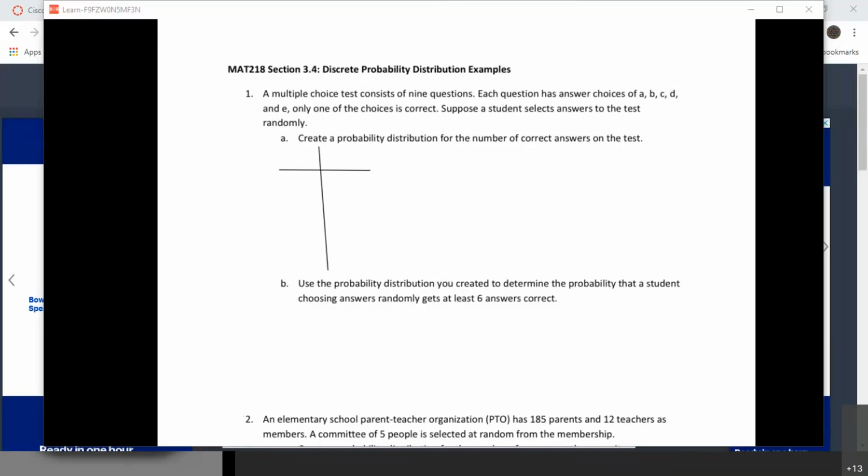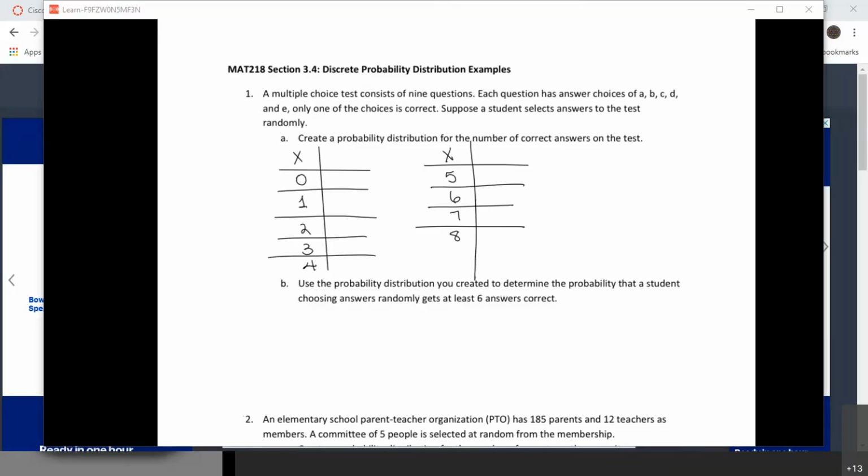How many correct answers could I get on this test? There's 9 questions. Yeah, anything from 0 to 9, okay? So here's my random variable, and I'm going to have 0, 1, 2, 3, 4. I need a second column. 5, 6, 7, 9. So I can get anywhere from 0 to 9 correct. Now, here's my question. Is this a binomial experiment?